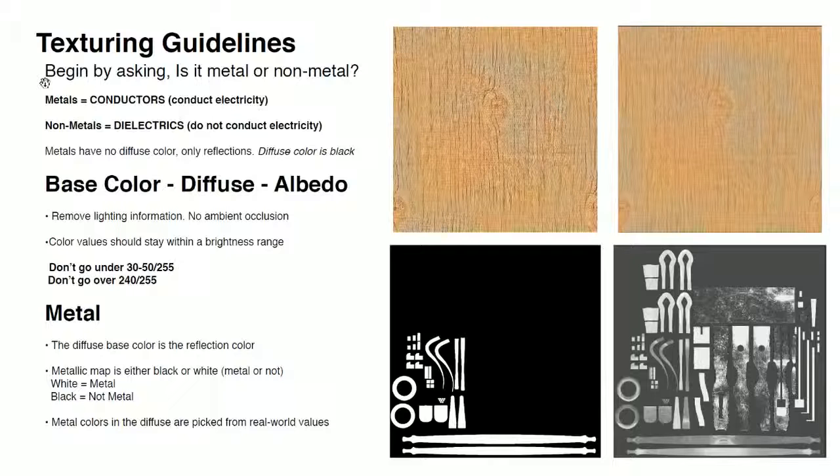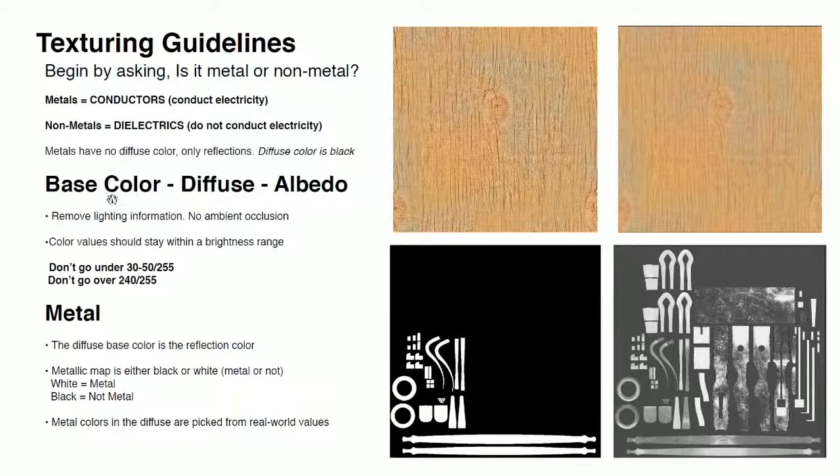The first thing that I do is ask myself, is what I'm texturing a metal or not? Yes or no. I need to know if it's metal or not. Metals are conductors, and they conduct electricity. Non-metals are dielectrics, which means they do not conduct electricity. Metals have no diffuse color, only reflection. So the diffuse color is black for metals, and metals will actually reflect a colored value. That's why we have no diffuse color, but only color for the reflections.